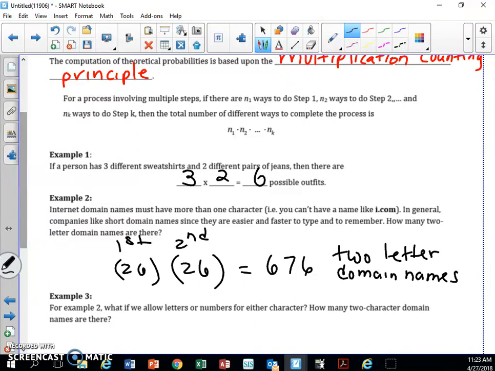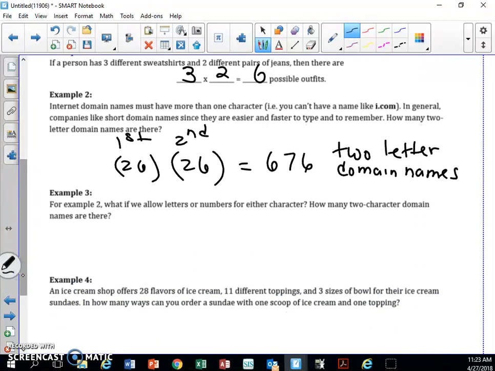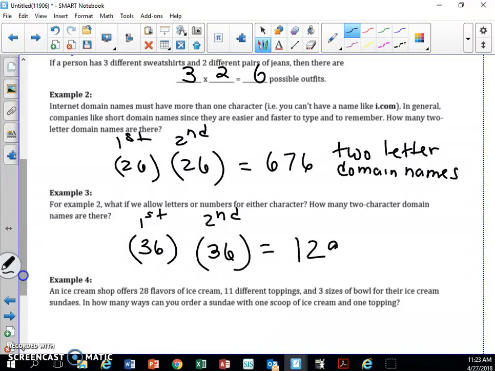Okay? So now, if we are to include numbers, and there are 10 digits that we have to choose from, 0 to 9, now for our first character, we have 36 choices. So that includes letters and numbers. And for our second character, we'll have 36 choices. So now we have 1,296 two-character domain names.